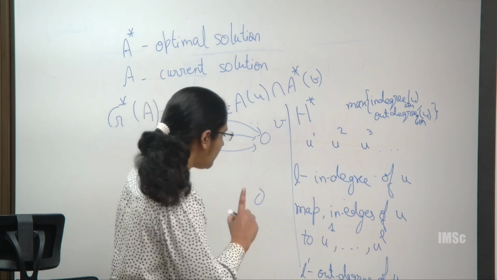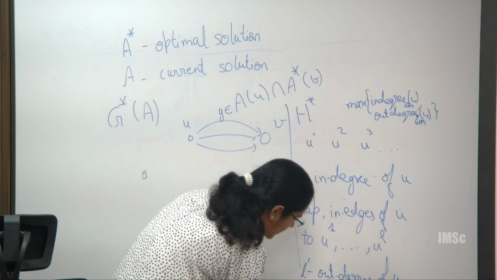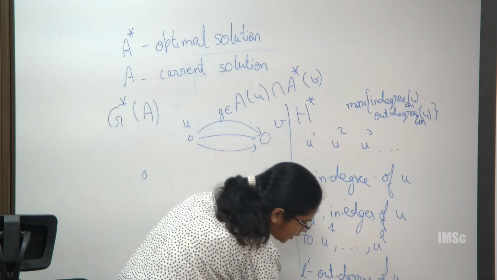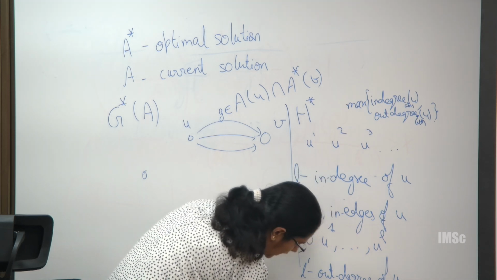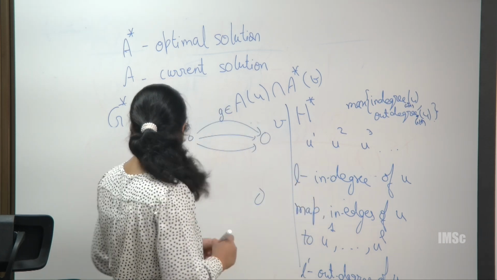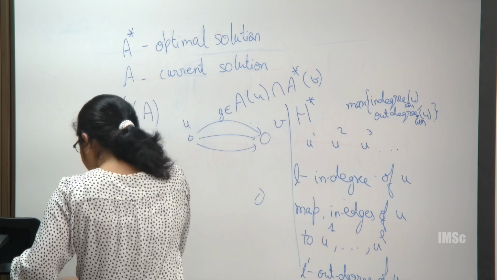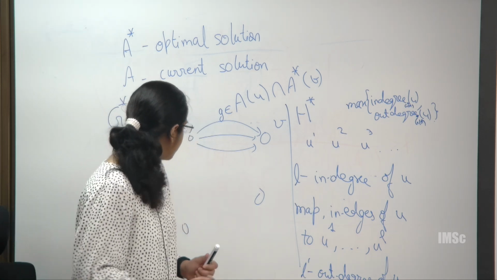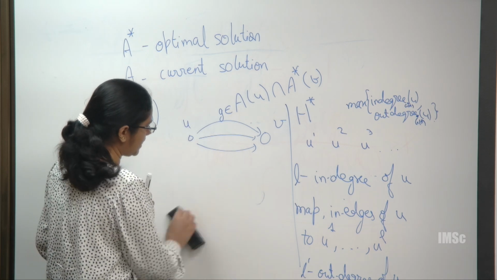So, map the out edges to U1 to UL prime. So, how does it look? It looks like this. Let me trace at least this part.